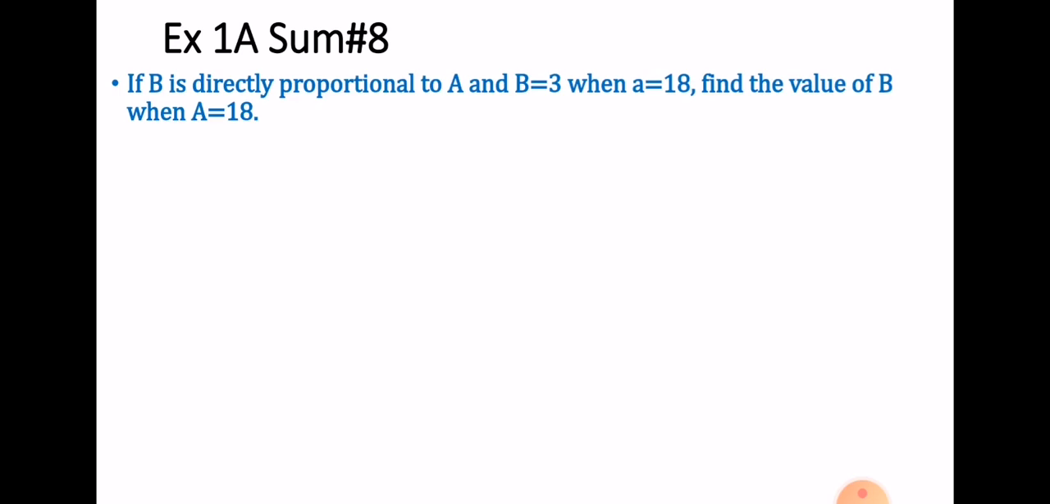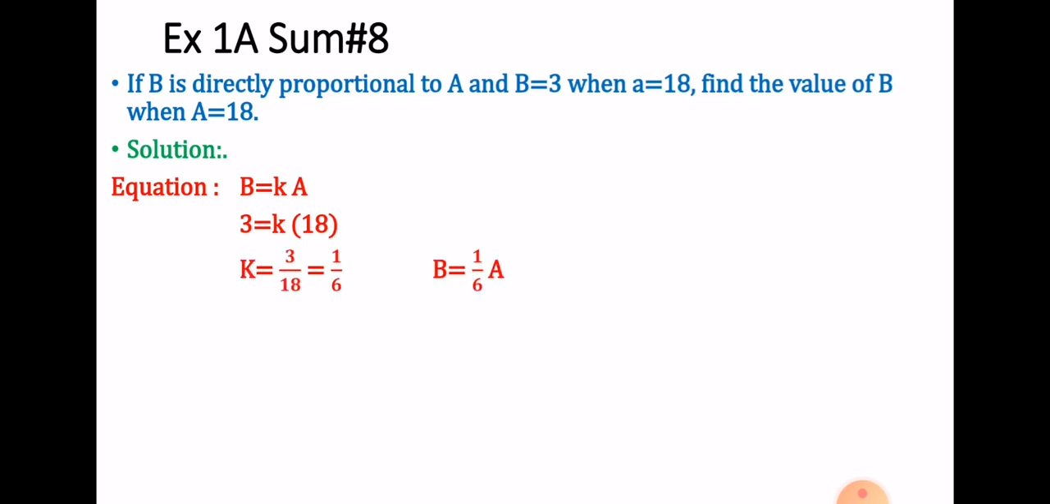So moving towards the next question, sum number 8. Sum number 8 is the same as sum number 7. If b is directly proportional to a and b is equal to 3 when a is equal to 18. So using b is equal to 3 and a is equal to 18, we can find the value of the constant, and then we have to find the value of b at the given value of a. Solution: b is equal to k into a. Substituting the values, b is 3 and a is 18.